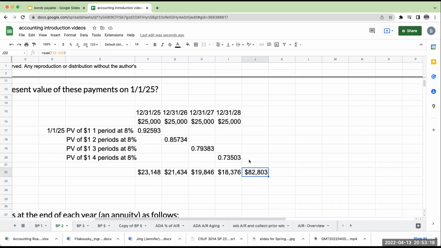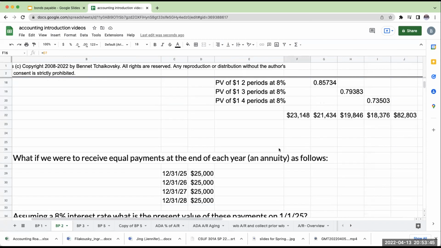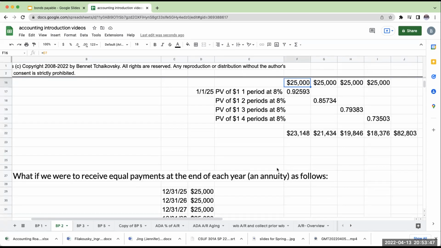Now, you might say, Bennett, but what if you gave me a question that it was like 10 years, dude? This would take me way too long. And I completely agree. So if we have a true situation, not a fake one, where I'm going to get the same dollar amount every single year, there is a different table that I can go through and use.